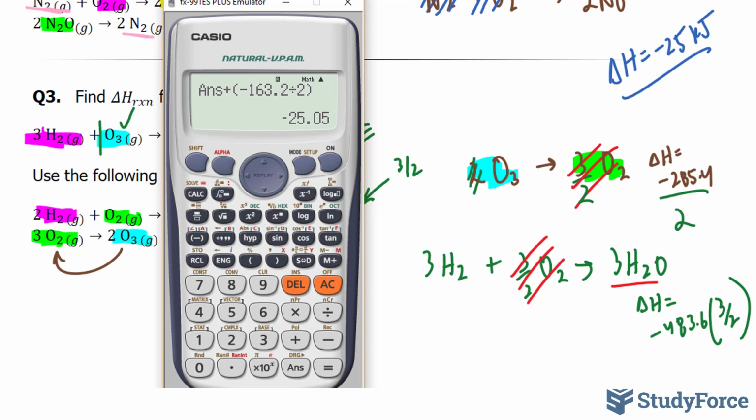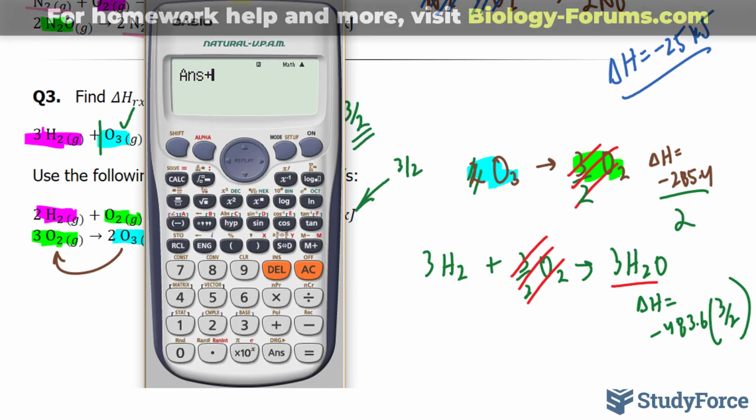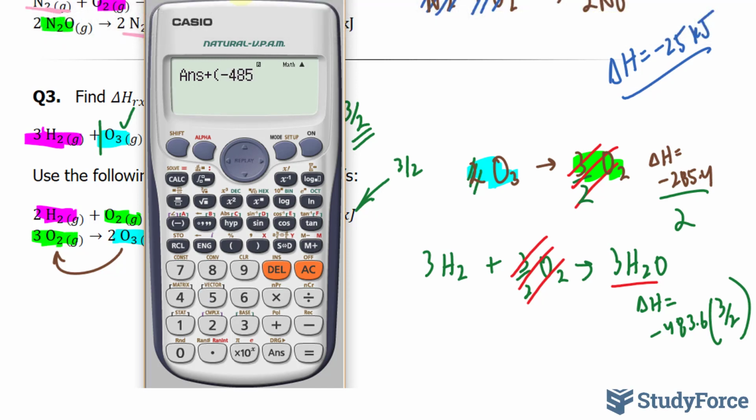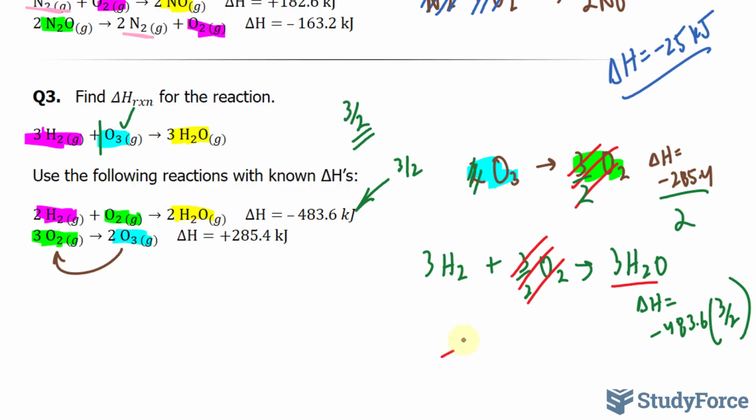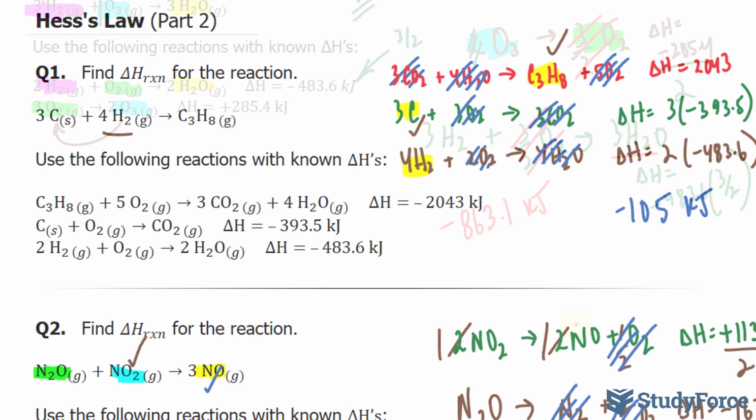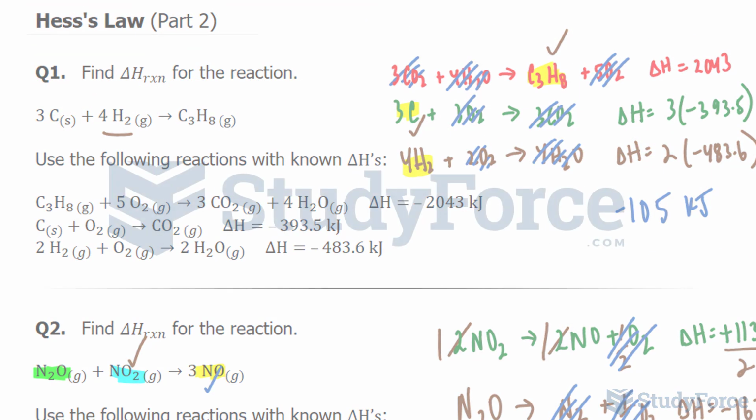Using our calculator, we get negative 285.4 divided by 2 plus what we found here, which is negative 483.6 times 3 divided by 2. And we end up with a delta H of negative 863.1 kJ. And there you have it. That is how to use Hess's law to find the change in enthalpy.